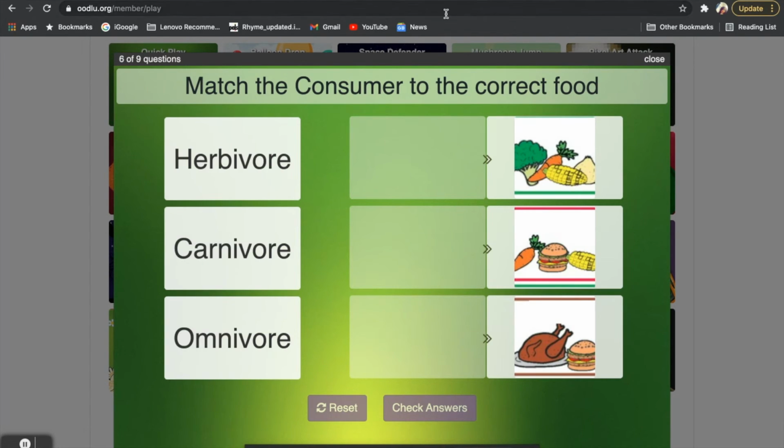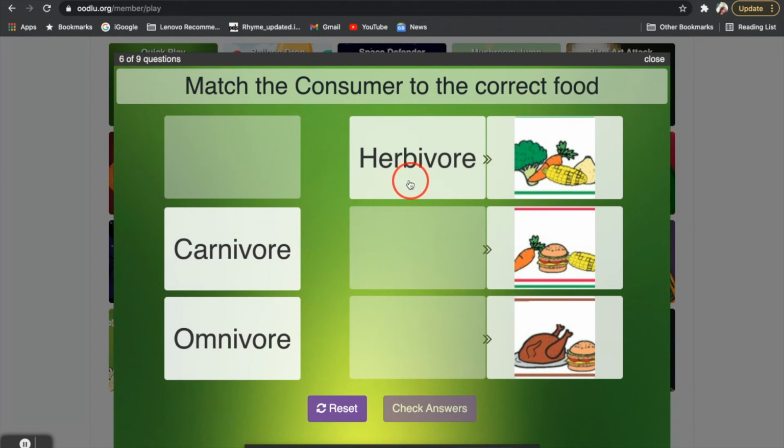Question 6 is asking us, match the consumer to the correct food. So we know there are 3 different types of consumers: herbivore, carnivore, and omnivore. Let's match up the herbivore. We match up the herbivore with the broccoli, carrots, and onion, or we match it with the carrots, burger, and corn, or with the chicken and the burger. Share your thinking on Edpuzzle now. If you said with the broccoli, carrots, corn, and onion, that is correct.